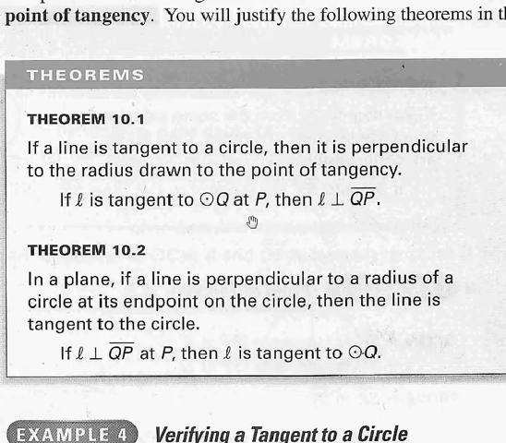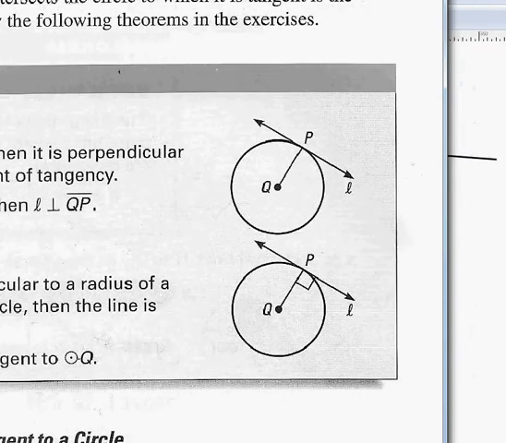So that if L is a line which is tangent to a circle with a center of Q, and the point of tangency is at P, then the line L is perpendicular to QP. And this is a picture of that theorem.